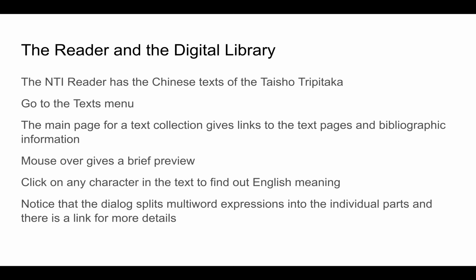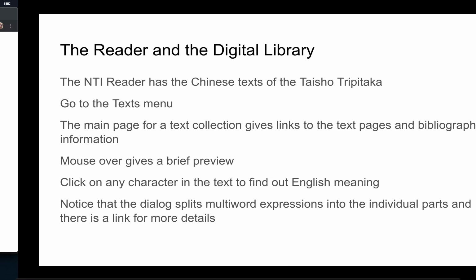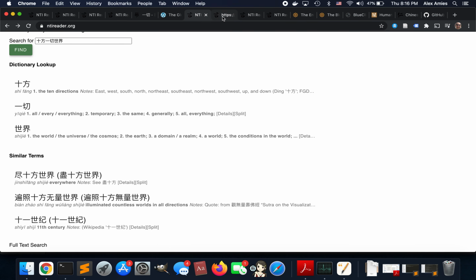The Reader and the Digital Library. The NTI Reader has Chinese texts from the Taisho Tripitaka, and these were digitized by the C-Beta project and are distributed for free, and they're included courtesy of the C-Beta. So how to see that? Let's have a try using that, and we'll go to here.